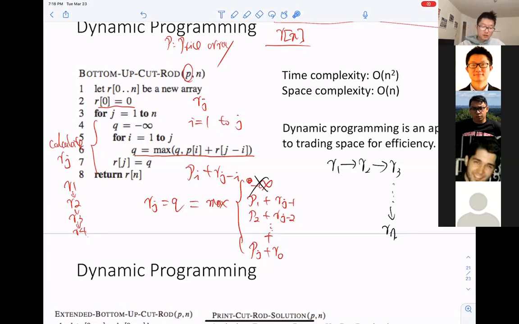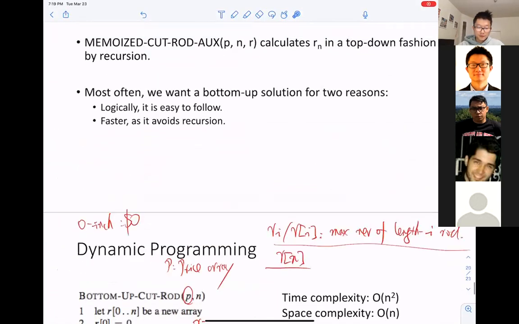So we basically calculate Rj, the highest revenue for a rod of length j, and j goes from 1 to n. Okay, and so you're calling upon the formula on row 6. Yes. And that's just the formula you were going through with us before. Yes.